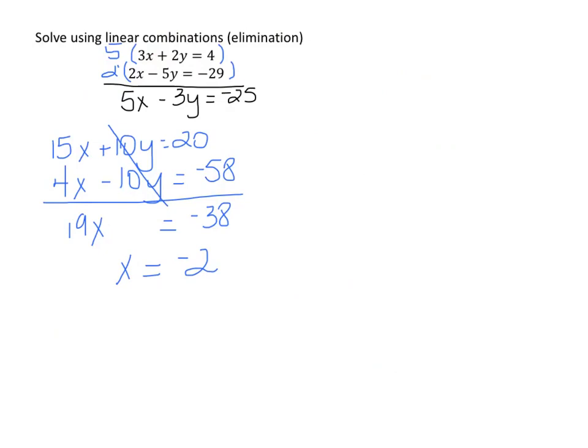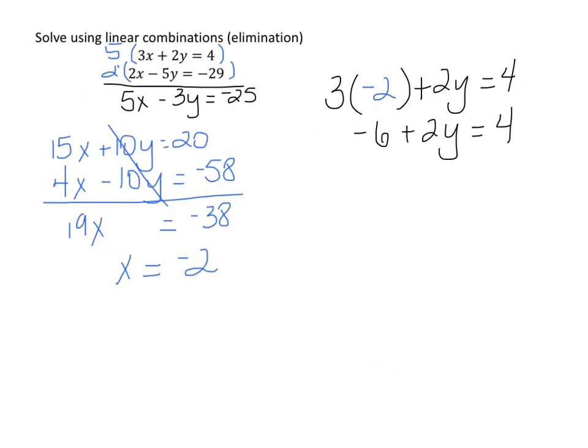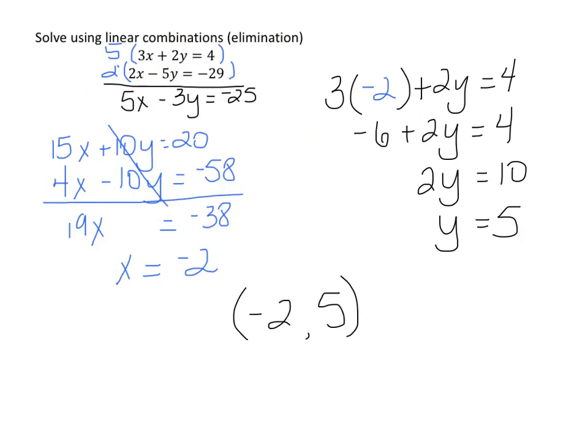So I'll say 3 times the negative 2 that I've calculated plus 2y is equal to 4. So the solution is -2, 5. We will look at solving by graphing on your graphing calculator in class.